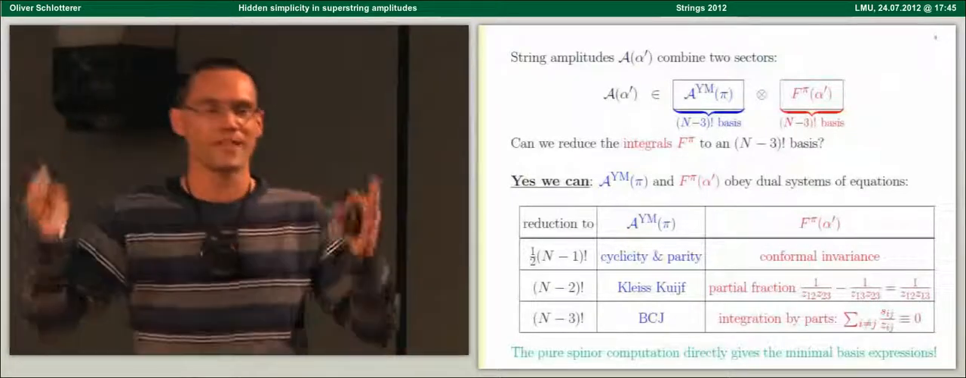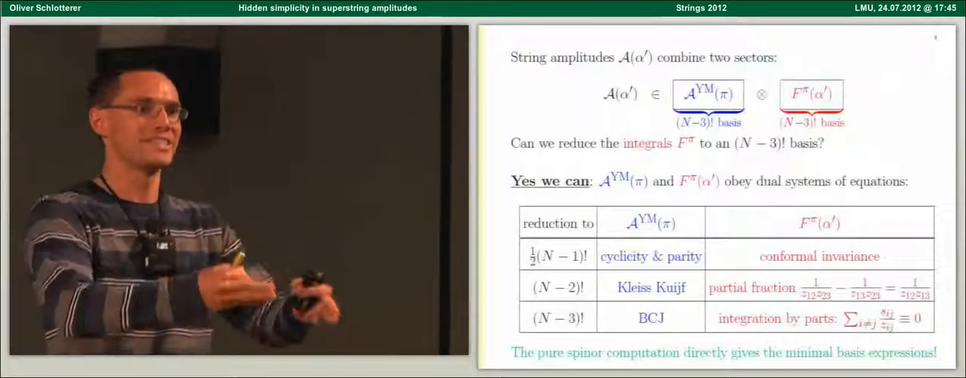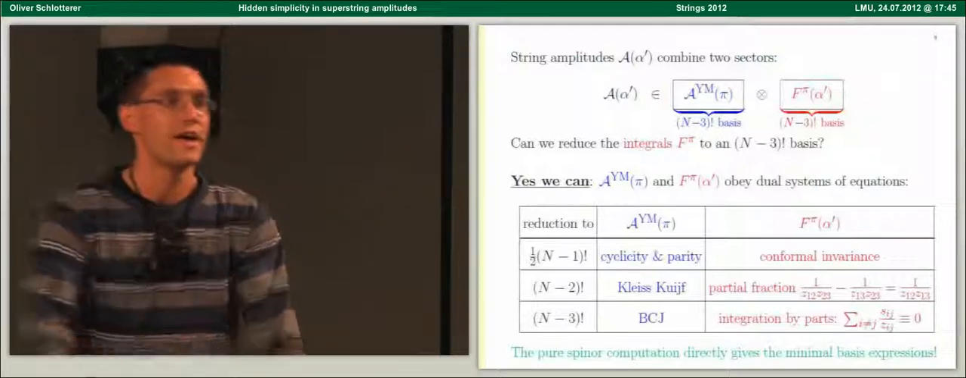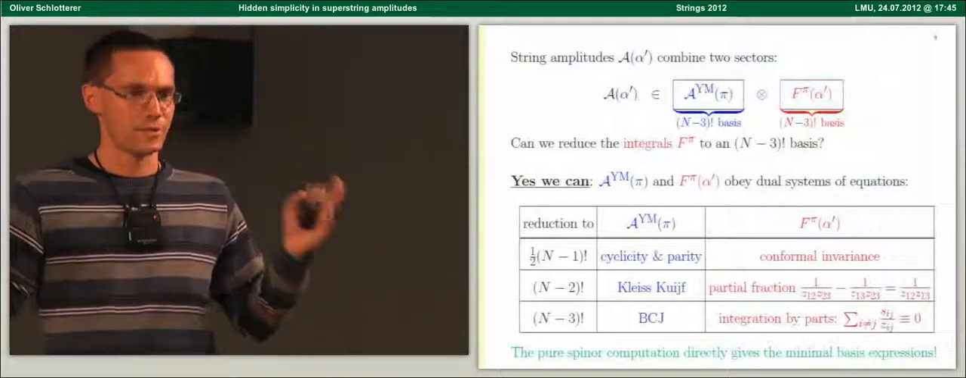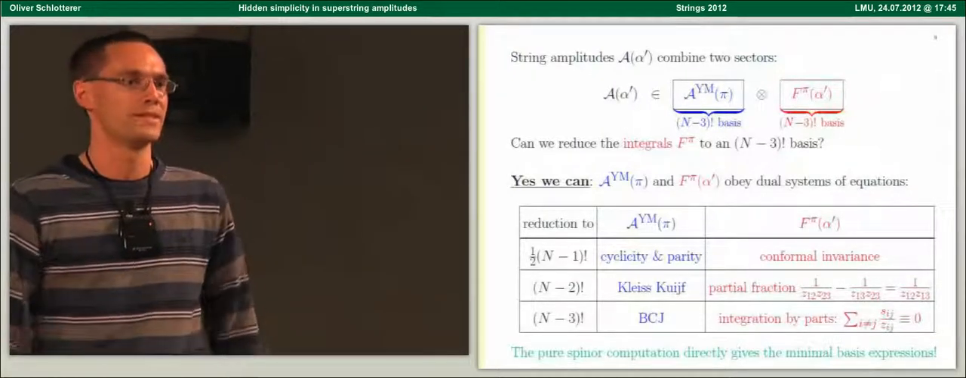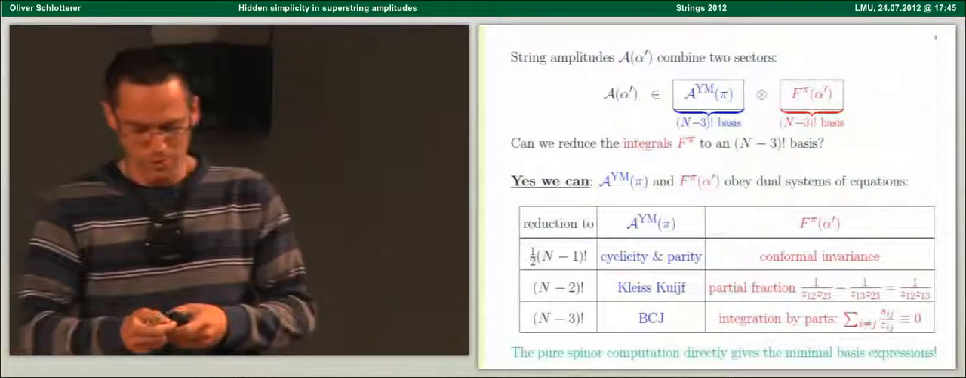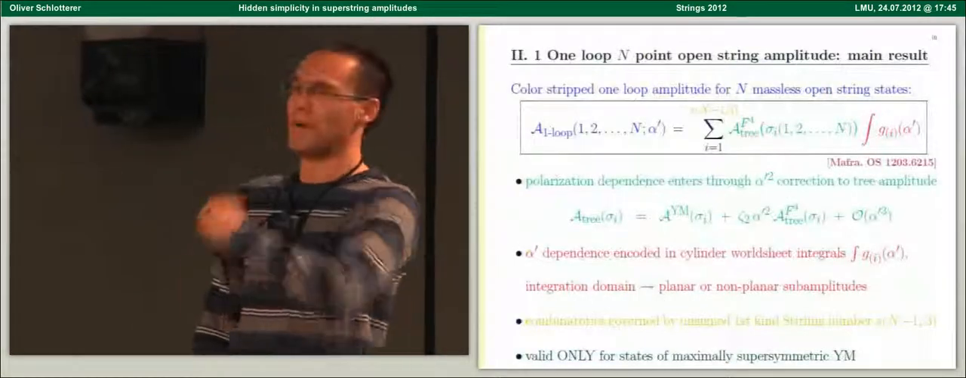Here you see a perfect harmony between the field theory ingredients sitting in the tree amplitude of string theory and, on the other hand, hypergeometric functions which take care of all the stringy corrections, all the alpha prime dependence. Let me now move on to the main dish, the one-loop amplitude.